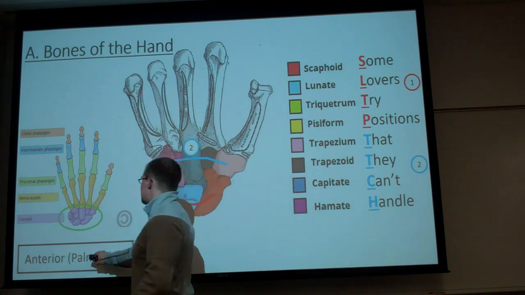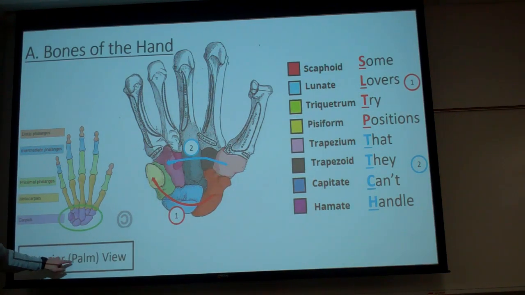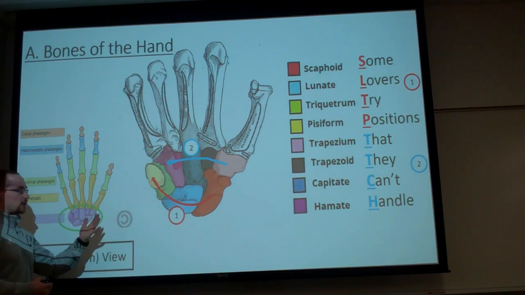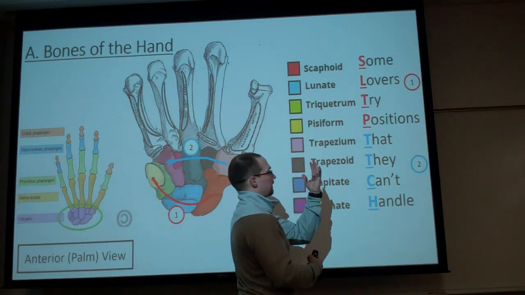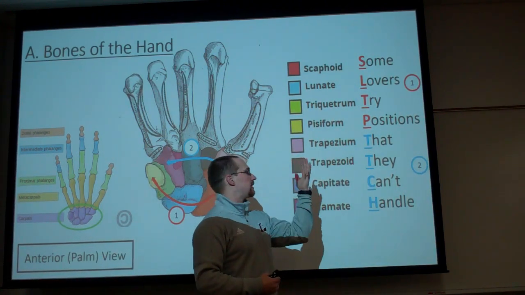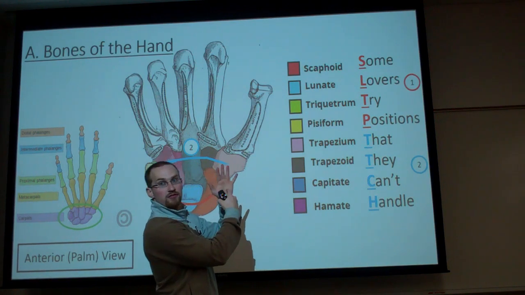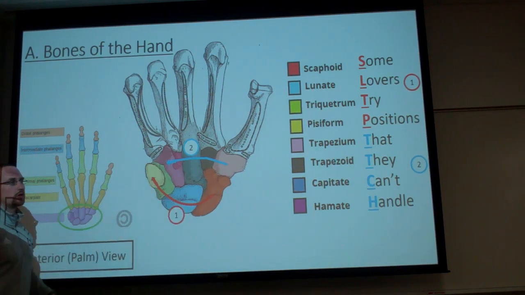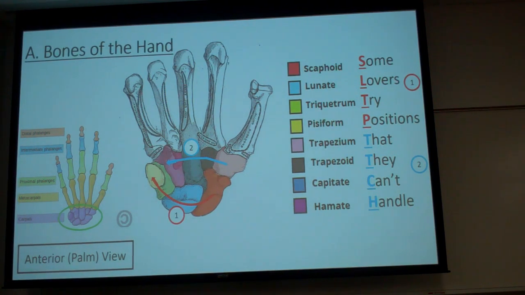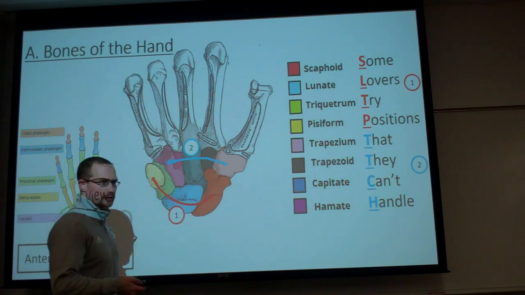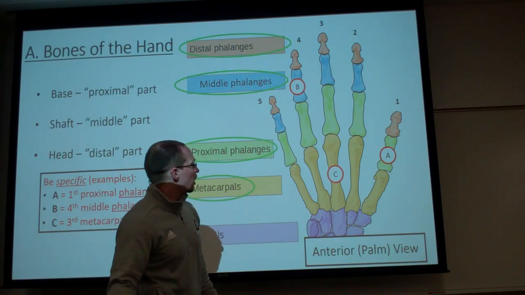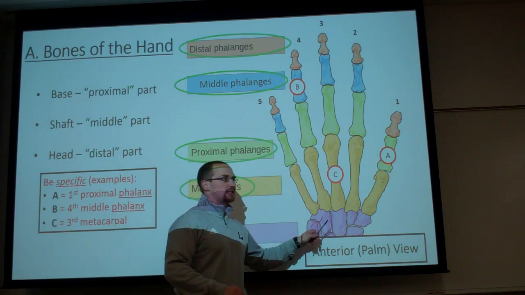And finally, again, this is a view from the anterior side, or a view from the palm. So I'm looking at it this way, like John Cena. You can't see me, looking at it from the palm. So these are your carpal bones, the bones of the wrist.